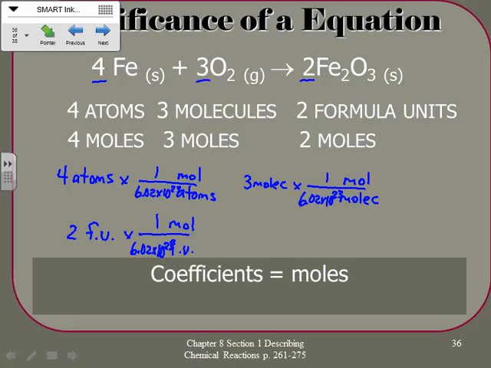So that's all I really care that you know here: these coefficients can be used to tell me how many atoms or molecules or formula units I have, but they can also be used to tell me how many moles of something I need in order to combine in the right way, okay? And that's going to come back into play when we start talking about stoichiometry in our next unit. Some of you are just scared by that word because it sounds like a weird, scary word, but you'll be fine with stoichiometry. All right, so that's all I wanted to show you on this.